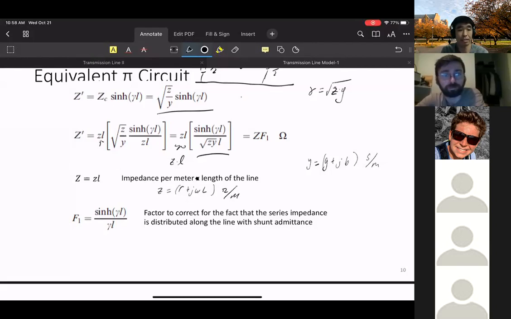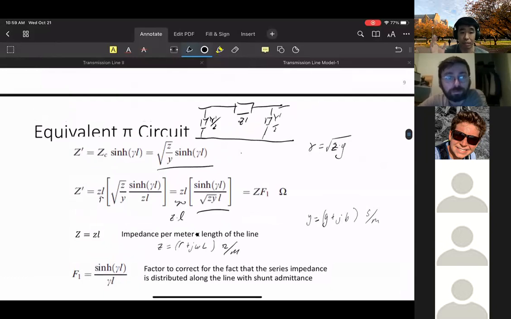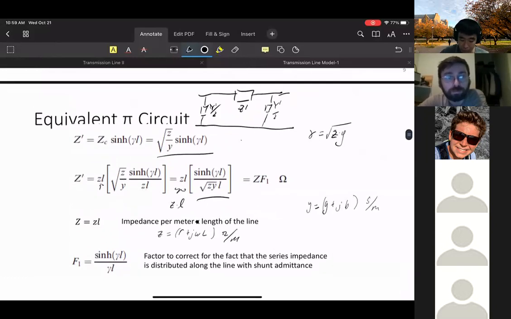Any other questions about this? So we are supposed to calculate the Z prime and the Y prime, right? Yes, when we use it in a circuit calculation, we use Z prime and Y prime, because these are the lumped parameters of the line. If we model a long transmission line as a circuit, then the circuit will use the Z prime, Y prime circuit. But to get these numbers, we need to go through this Z prime calculation.